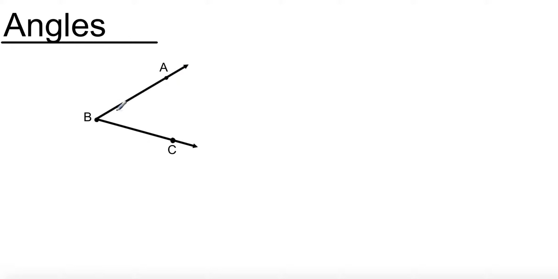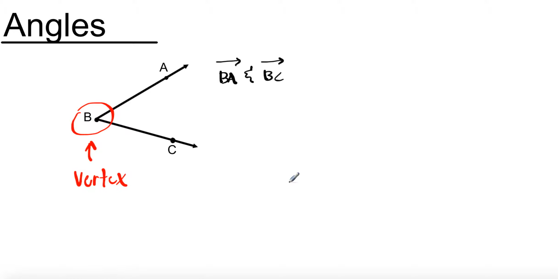Now, a couple of things. This angle is made up of two rays. We have ray BA and ray BC. And the common endpoint, which in this case is B, is called the vertex. And you can actually just name the angle by the vertex. So we can call this angle B.